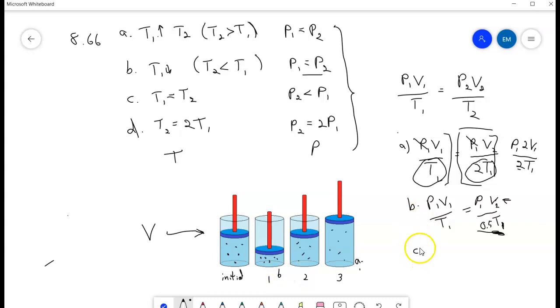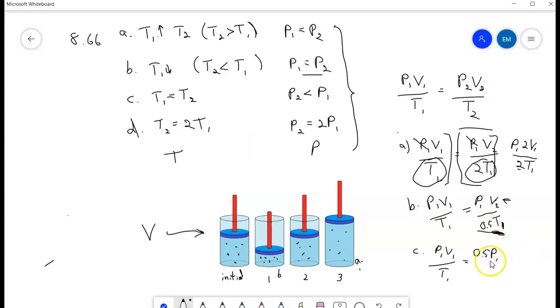Okay, C, where you have T1 is equal to T2. So P1 V1 over T1 is equal to... P2 is less than P1. So P2 is, let's say, half P1. I don't know, it's less than P1. We just need a number less than P1. All we're looking to do is see what's going to happen to the volume. Is it going to go up or down?